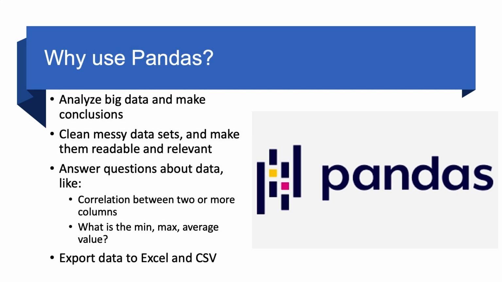Alright, so we use Pandas because it allows us to analyze big data and make conclusions. Pandas can simply clean up messy data sets and make them readable and relevant, which is a key benefit as you can imagine. We go from raw data to information that we can use in our decision-making process. For example, Pandas can help us find correlation between two or more columns of data, and we can also quickly find average values or min and max in any column. We can also export datasets to Excel and CSV files.